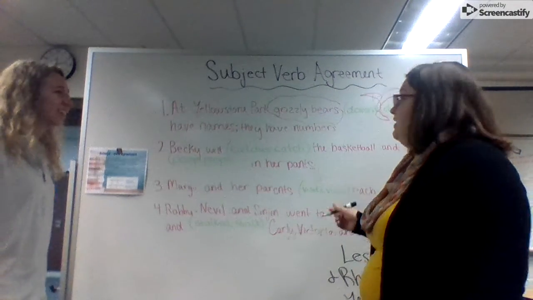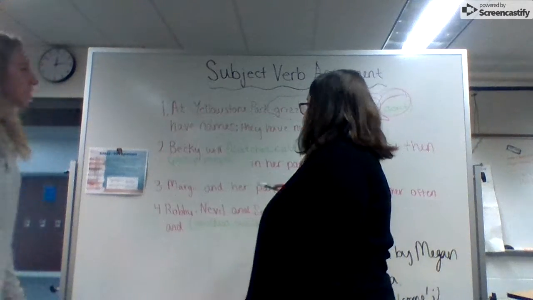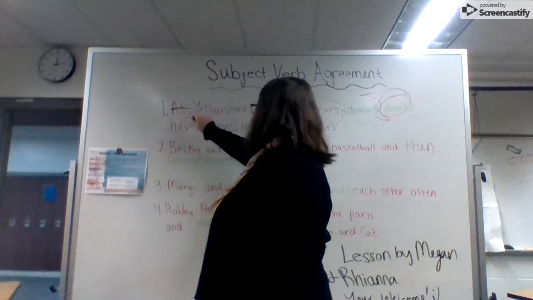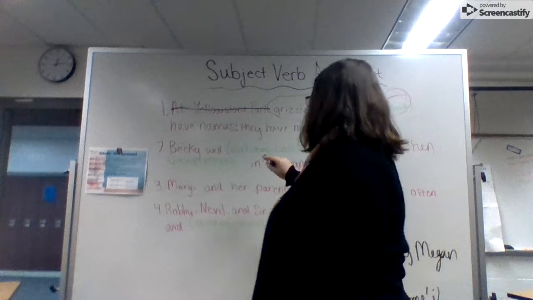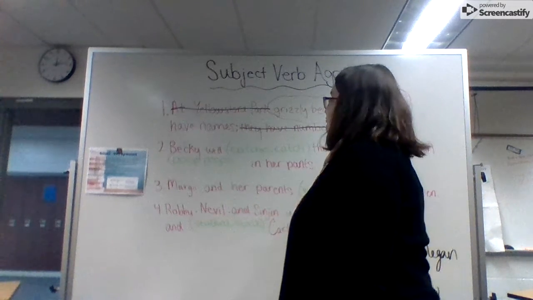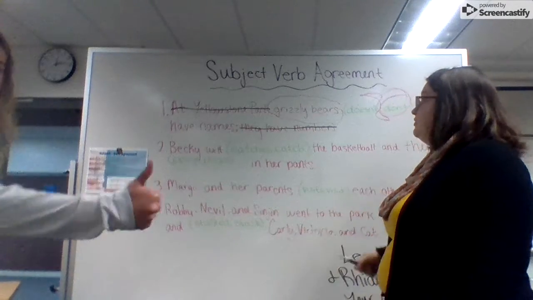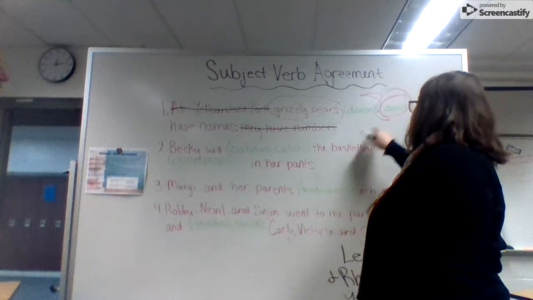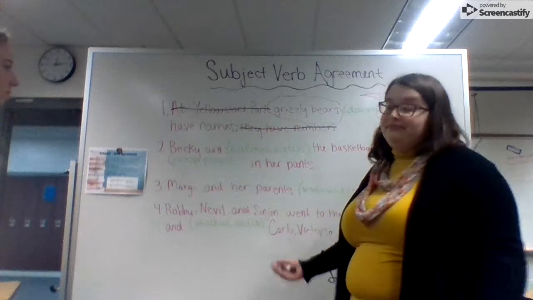And if you're confused by this, here's an easy tip. Cross out anything with at, which is afterwards. Cross out anything after a semicolon. So the simple sentence down is grizzly bears don't have names.